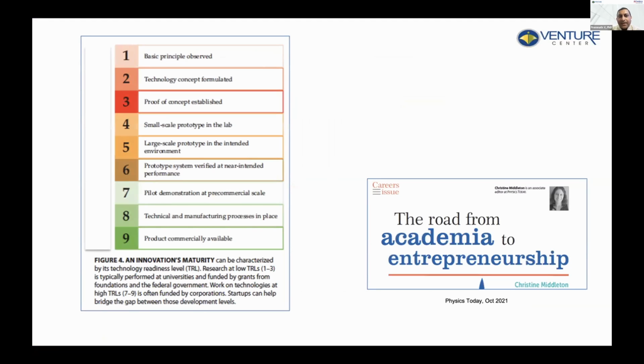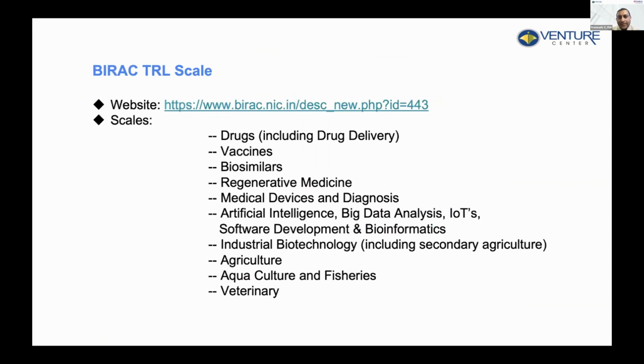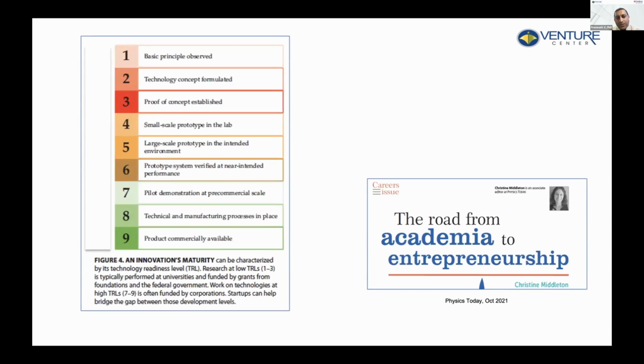So if you look at the TRL scales, the technology readiness scales, by the way, there's one available on the BIRAC website. There's a TRL. All of you should go through these TRL scales that BIRAC has put out for various categories. And this is the URL for it, which you might want to just Google: BIRAC TRL scale, and you should find it.